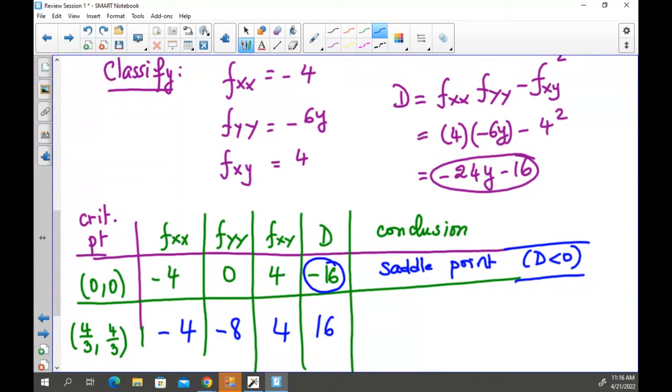Okay. But there is a slight problem there. I'm not sure why. Okay. Yeah, that's fine. 16. Yeah. Y is 4 over 3.